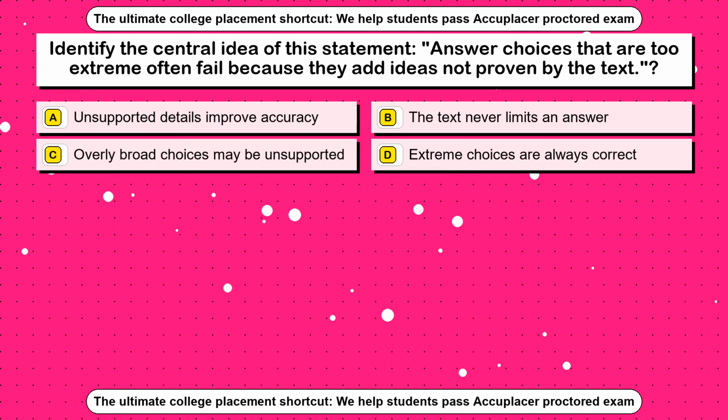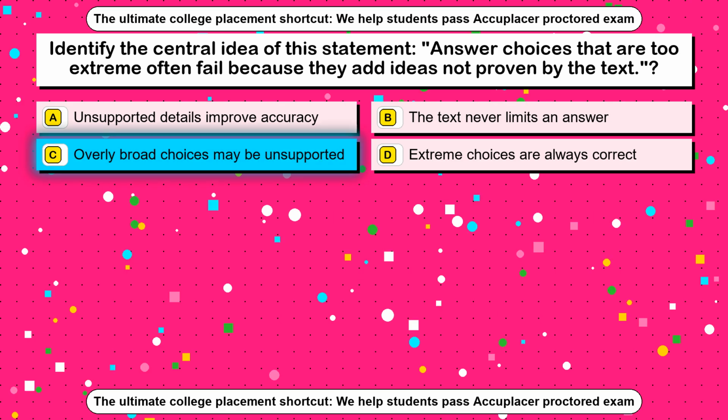Question 99. Identify the central idea of this statement. Answer choices that are too extreme often fail because they add ideas not proven by the text. Option A, unsupported details improve accuracy. Option B, the text never limits an answer. Option C, overly broad choices may be unsupported. Option D, extreme choices are always correct.